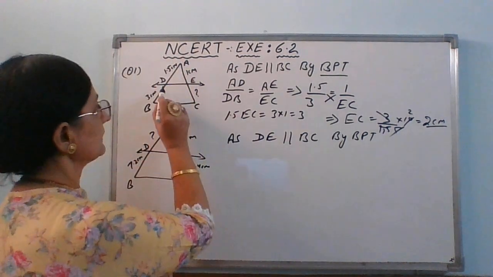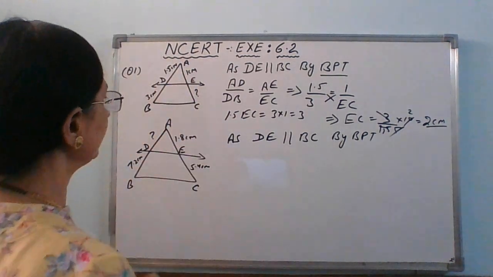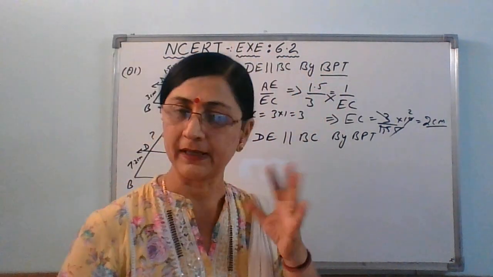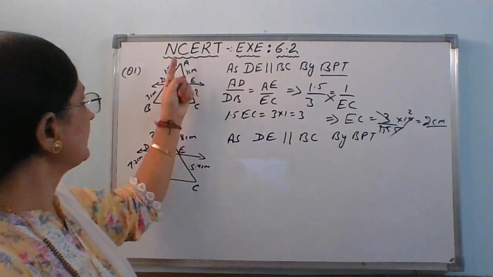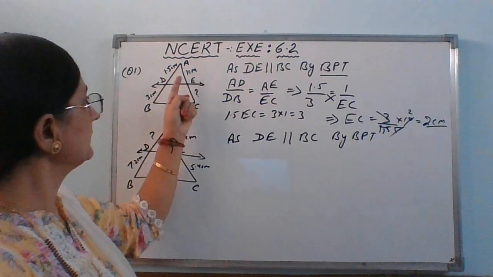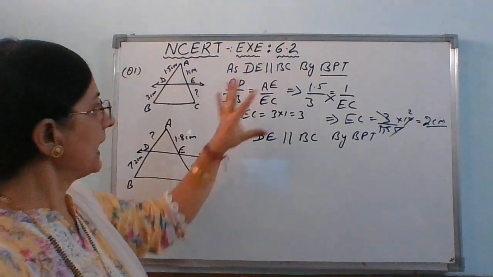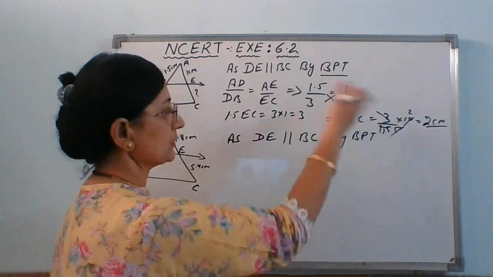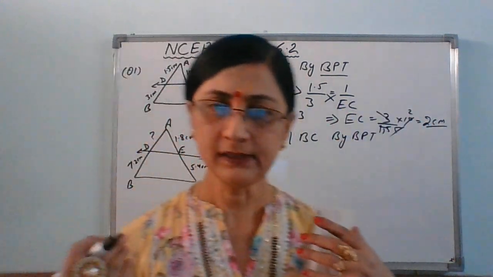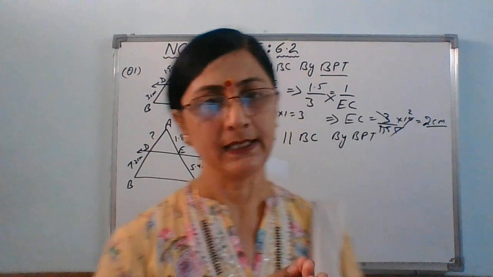So if it is given that DE is parallel to BC, we can apply the BPT theorem, the basic proportionality theorem. The sides are in ratio: AD upon DB is equal to AE upon EC. Out of these 4 sides, one will be missing, and you can substitute the values, cross multiply, and accordingly find out the value of the missing length.